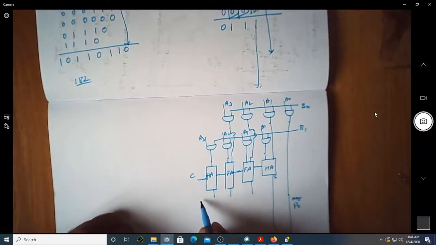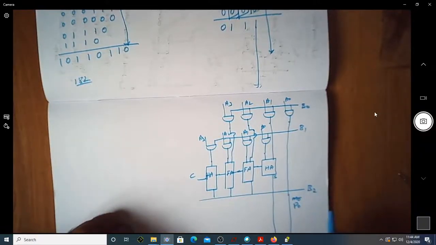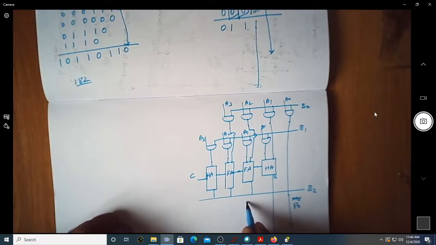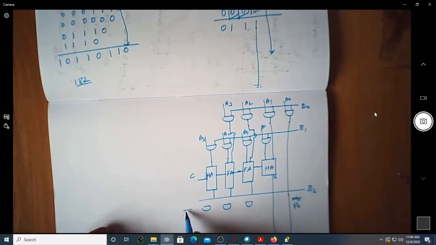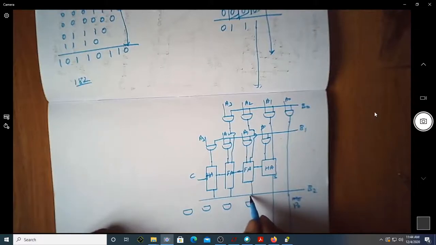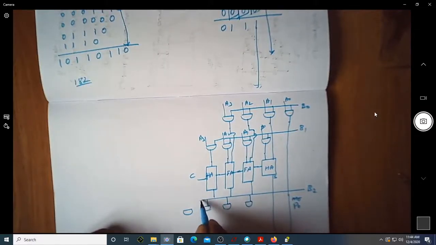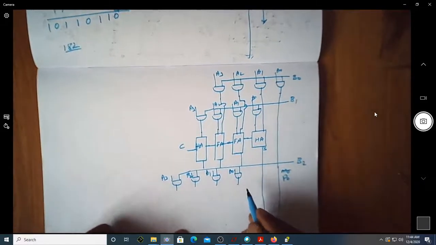Next I will go with B2. B2 is ANDed with, okay, I will take this one, this one, this one, this one. So B2 with A0, B2 with A1, B2 with A2, and B2 with A3. You can see these are the AND gate outputs.